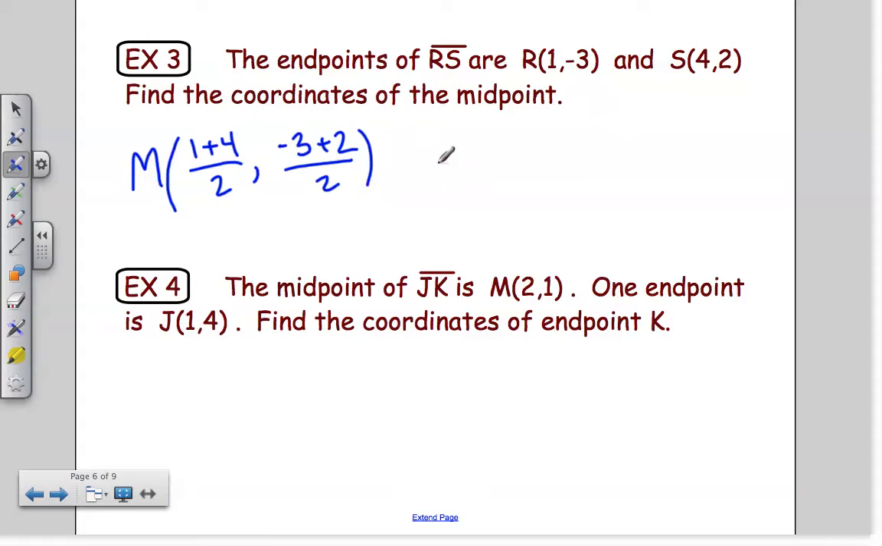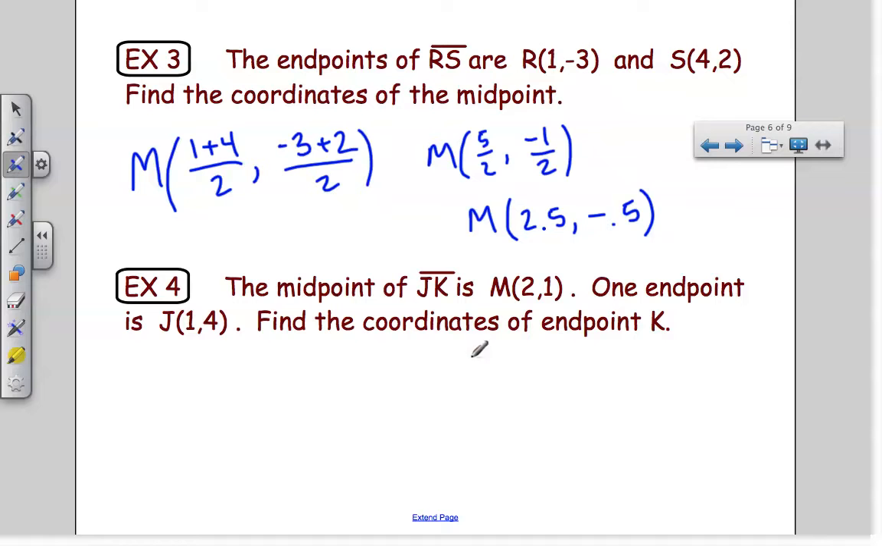Looks like the midpoint is at, well, 1 plus 4 is 5 divided by 2. And negative 3 plus 2 would be negative 1 divided by 2. I can leave it as 5 halves, negative 1 half. I can go to a decimal if I want. 5 halves would be 2.5. Negative 1 half would be negative 0.5. So either way would be fine.